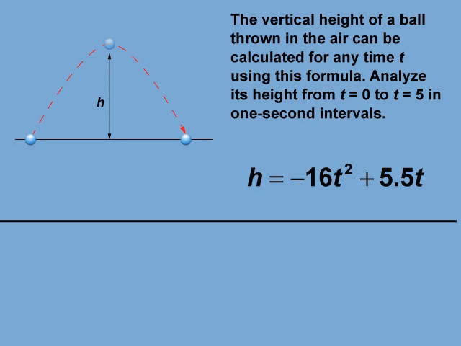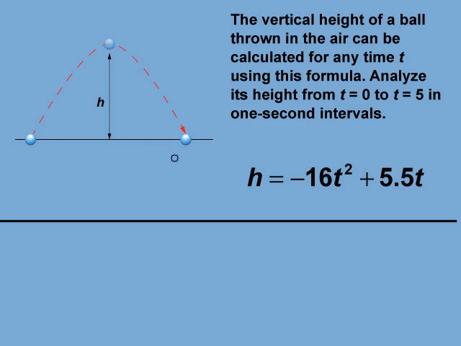The vertical height of a ball thrown in the air can be calculated for any time t using this formula. Analyze its height from t equals 0 to t equals 5 in 1 second intervals. We are given the formula for finding the height for any given time t. As t varies, the height changes. Let's look at different values for h for t equals 0 to 5 in increments of t equal 1.